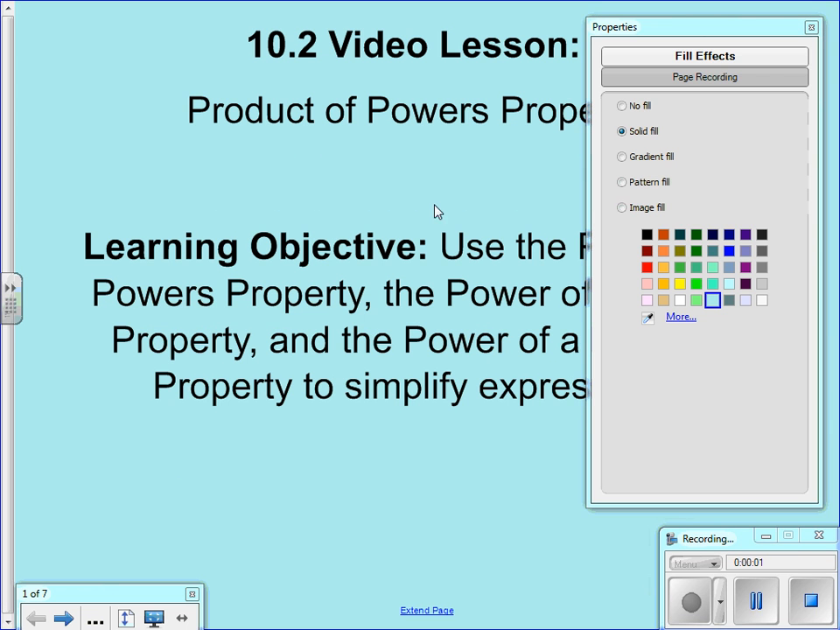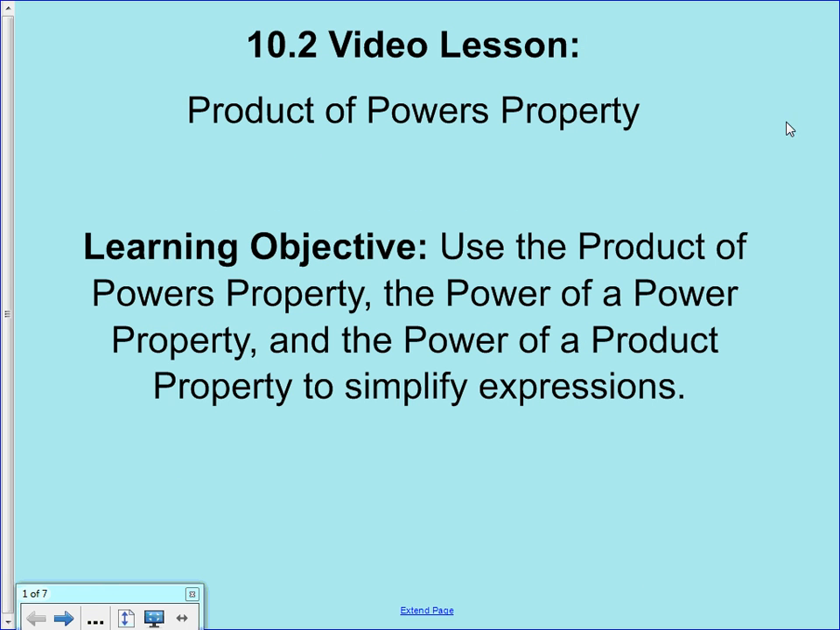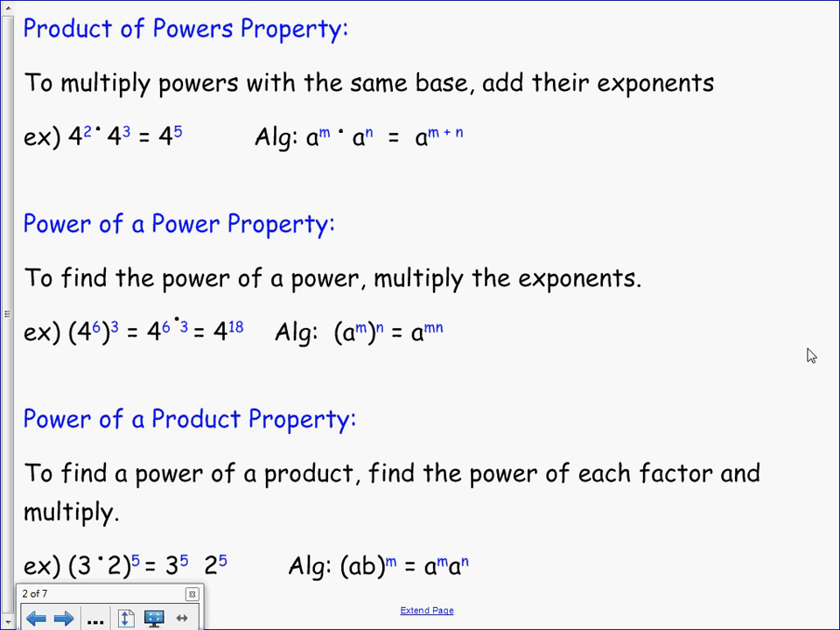Welcome to video lesson 10.2 on the product of powers property. There are three properties you're going to learn here that help you to simplify expressions with exponents. One is the product of powers property. Another is the power of a power property, and the power of a product property. Sorry, a lot of very similar names, but they mean different things.